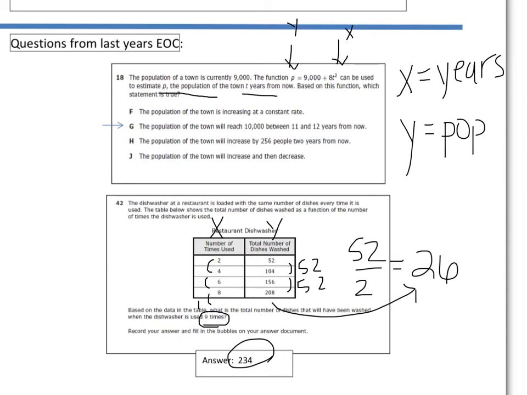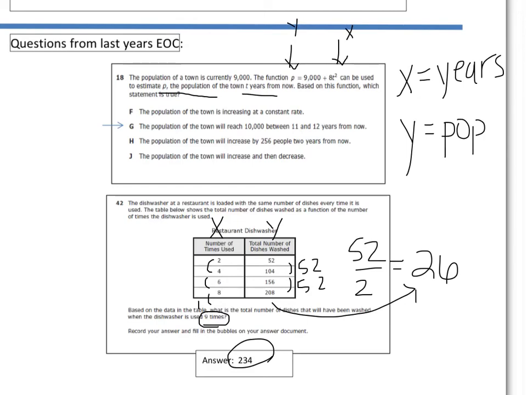So, I didn't do anything differently with both of these problems. I always labeled what I'm talking about first, X and Y, and then I used what they gave me. On number 18, they gave me an equation. Always plug equations into the calculator. On 42, they gave me a table. Always look at those values and what they were describing.